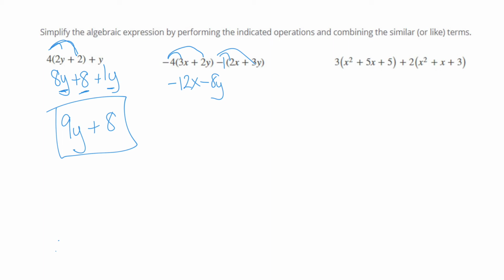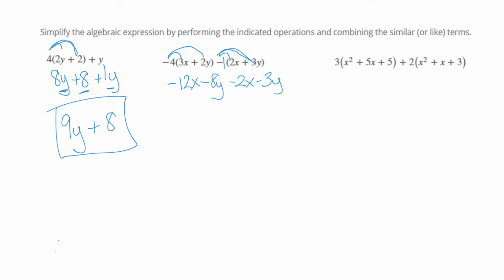Now I'm going to move over to this second part, and I'm going to pretend there's a negative 1 right here. And this negative 1 is going to distribute. So what do you think? Negative 1 times 2x. It should be a negative 2x. And then a negative 1 times a positive 3y should be negative 3y. All right, that first part is just to get rid of the parentheses. Now I'm ready to combine my like terms.